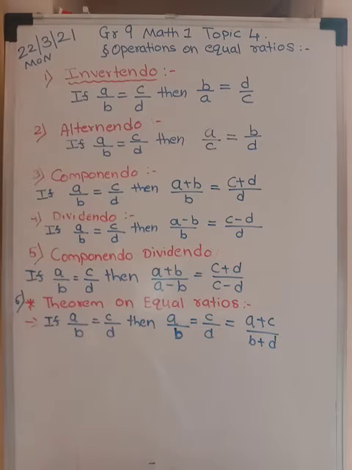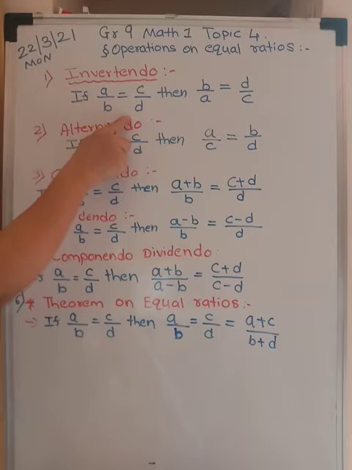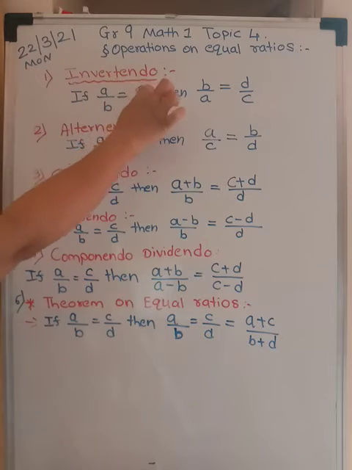Good morning, grade 9. Now, moving ahead with topic 4, let's go for some operations on equal ratios. Now, these two are equal ratios. A upon B is equal to C upon D. That means this ratio is equal to this ratio.